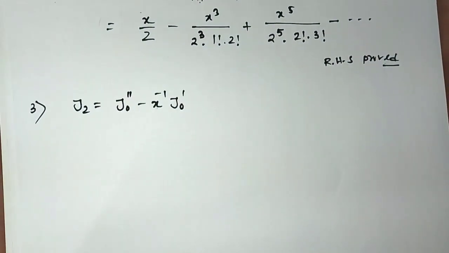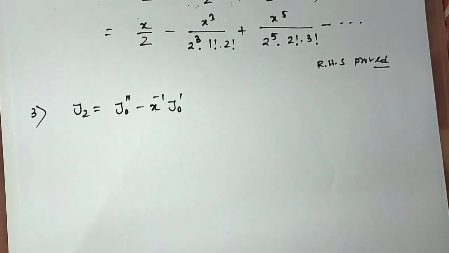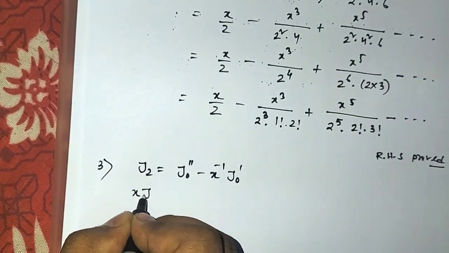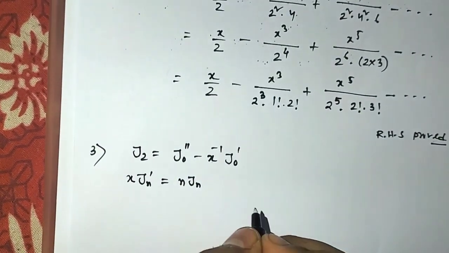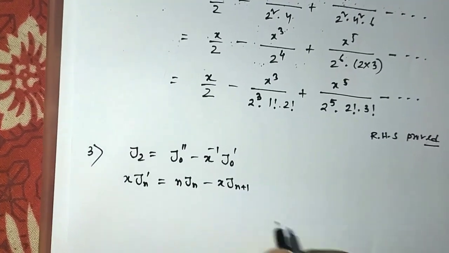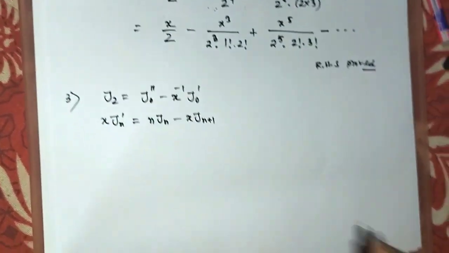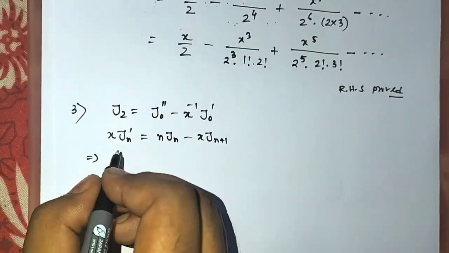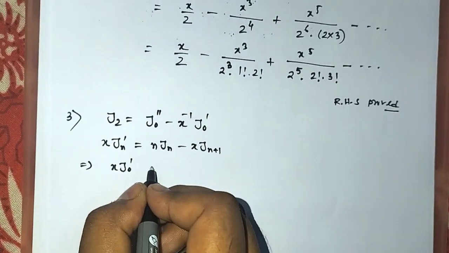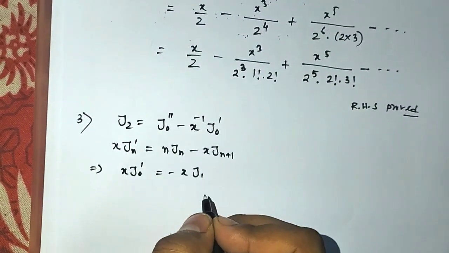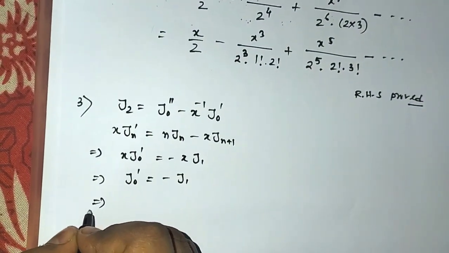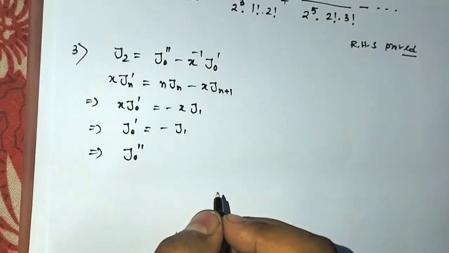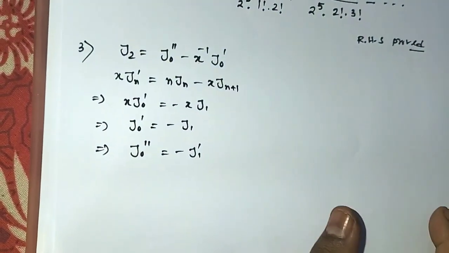Okay, so for proving this, I need a recurrence formula. We know that x Jn' equals n Jn minus x Jn+1. This is the recurrence relation. Now substitute n equal to 0. You will get x J0' equals minus x J1. Clear? So from here you can write J0' equals minus J1, and you can also write J0'', the second derivative, equals minus J1'.